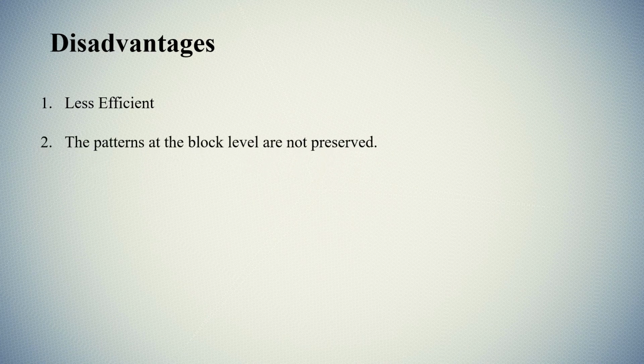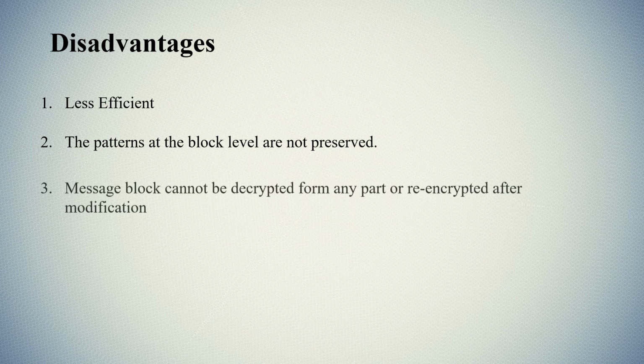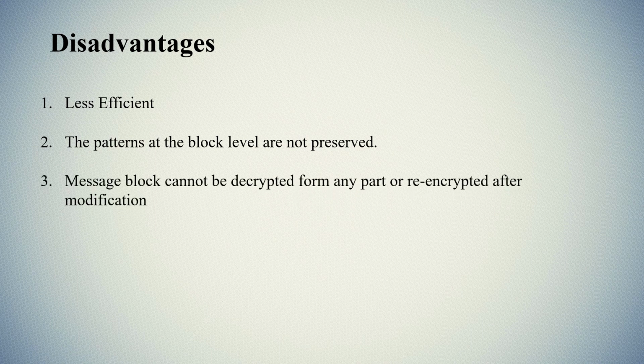Next we also go through the disadvantages of the Cipher feedback mode. The CFB mode is less efficient compared to the cipher block chaining, CBC, and electronic codebook, ECB. Its encryption speed is significantly slower. In the CFB mode, the patterns at the block level are not preserved. In the CFB, the message block cannot be decrypted from any part or re-encrypted after modification.